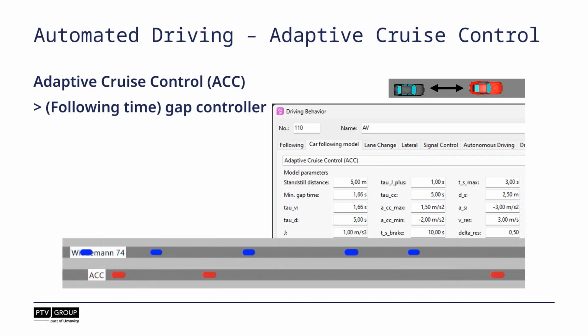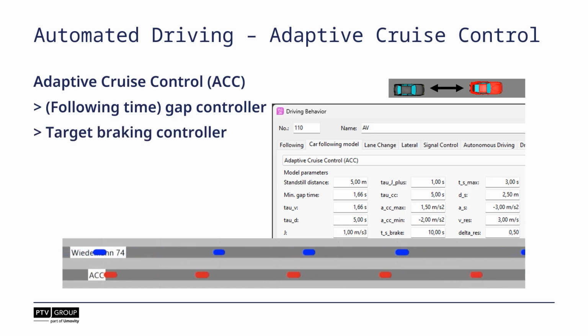The first one is the following time gap controller, which controls the vehicle's acceleration while following a leading vehicle, and tries to maintain a specific minimum gap time, which is one of the important parameters that you should be aware of. The other one being the standstill distance, which does exactly what the name tells you and is also considered in the minimum gap time that the controller tries to maintain.